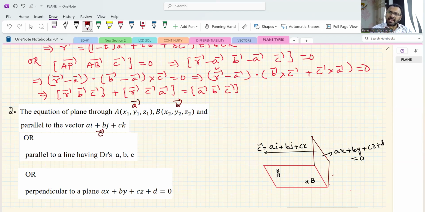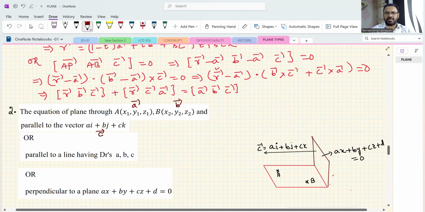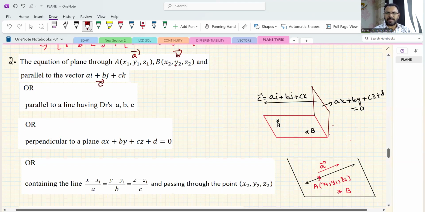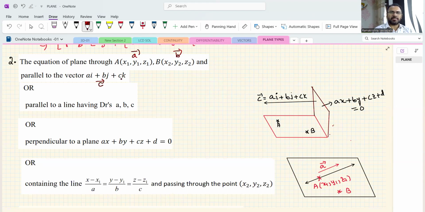See, we need to find a plane containing 2 points and parallel to a vector. They will give it in different ways. Here, those points will remain the same. They will remain the same. Parallel to a i plus b j plus c k, they will give the vector directly, or they can say parallel to a line having DRs a, b, c.